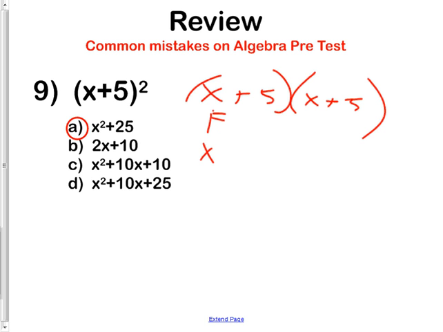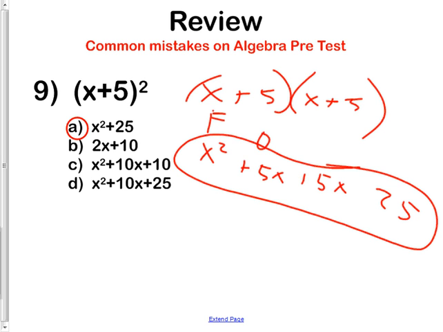First, x squared. Outside, 5x. Inside, 5x. Last, 25. So if you just say x squared and 25, you're missing out on that part. So x squared plus 10x plus 25 right there. There's the right answer for that. Okay, that's a really common mistake.